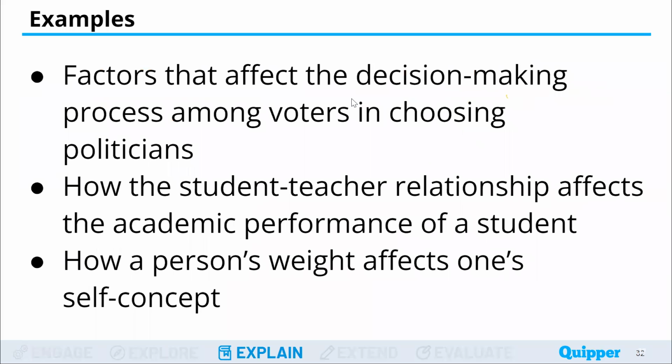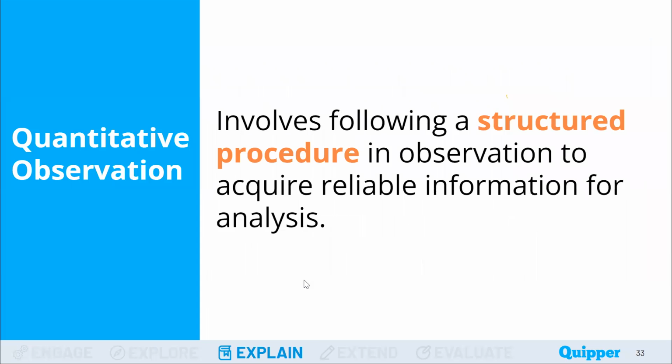So for example, factors that affect the decision-making process among voters in choosing politicians. How the student-teacher relationship affects the academic performance of the student. How a person's weight affects one's self-concept.